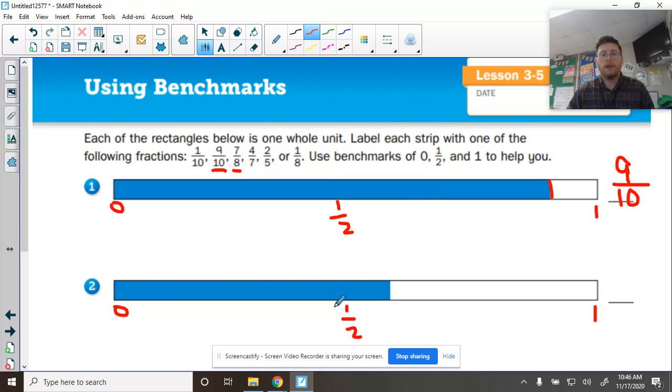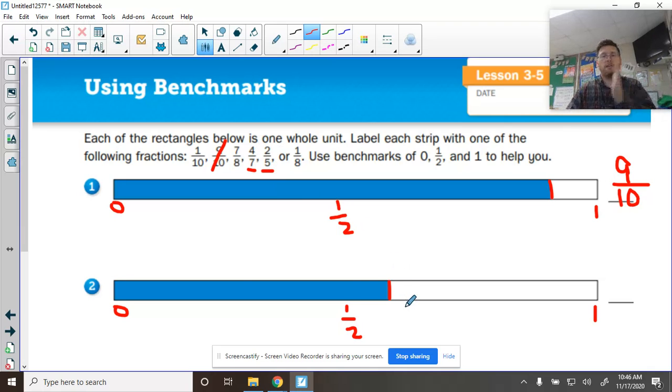Now, number 2, this is almost half, so it's right here. So it's close to the half benchmark. Let me erase these. Okay, so it's not this one and it's not this one. I've already got that one, so I can just mark it out. 1/10, like we said, will be down here. 7/8, it wouldn't be that one. It could be 4/7. It could be 2/5, but it probably wouldn't be 1/8 because 1/8 would be down here. So let's figure out how it could be either 4/7 or 2/5.